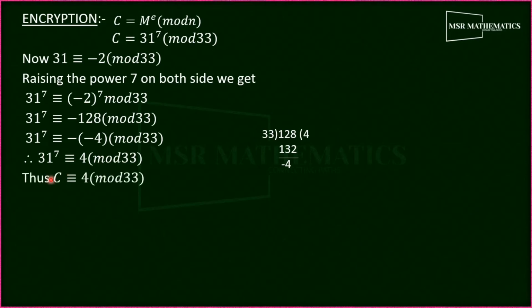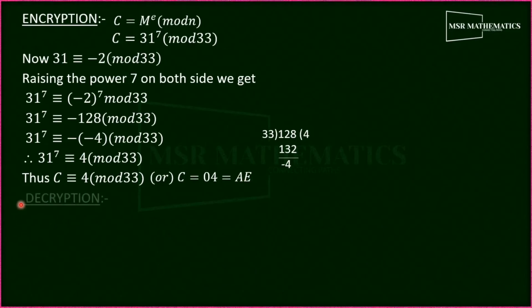Therefore we can conclude that C is congruent to 4 under modulo 33, because C is equal to 31 power 7, and 31 power 7 is congruent to 4. Hence C is congruent to 4 under modulo 33. So we get the cipher text as 4, that is C equals 04. We know that 0 resembles the alphabet A and 4 resembles the alphabet E. So we get the cipher text as AE. So with the help of encryption, we get the cipher text as AE.